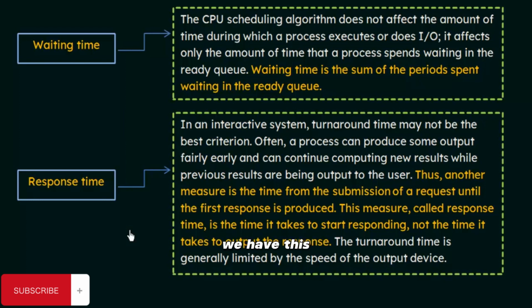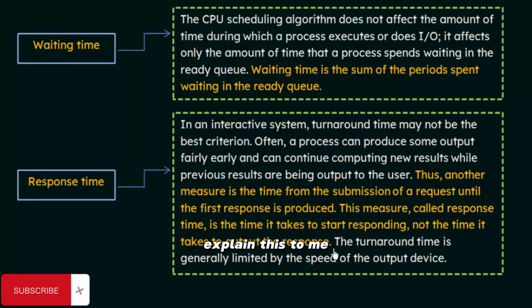So for that, we have this response time. Response time is the time from the submission of a request until the first response is produced. So when a particular task is assigned, or is going to begin, what is the time it takes to produce the first response? That is the response time, and it is not the time it takes to output the response. So see the difference here.